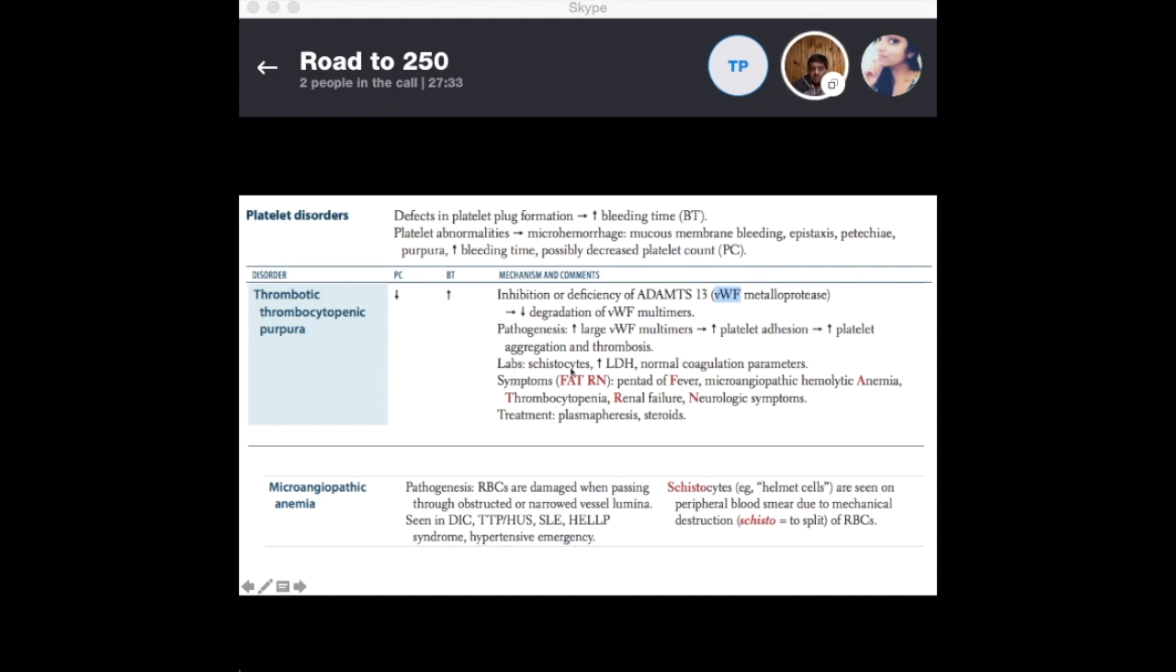So labs will show schistocytes. And the key one here is an increased LDH, but your coagulation parameters are normal, so your PT and PTT are also normal. And this is microangiopathic anemia.